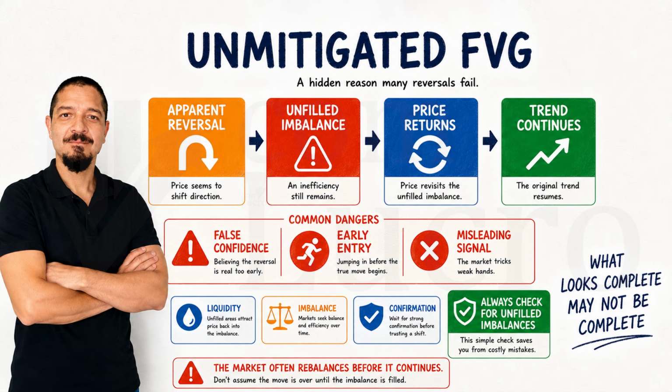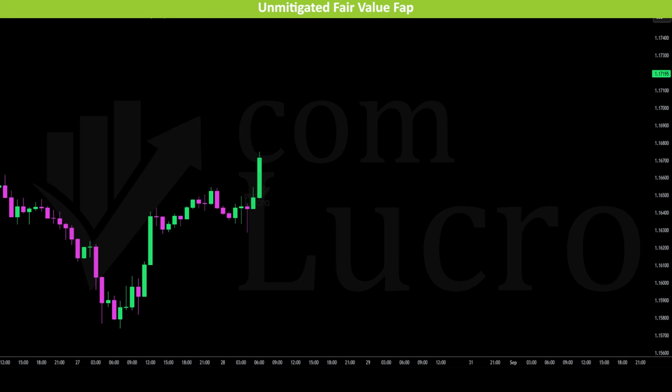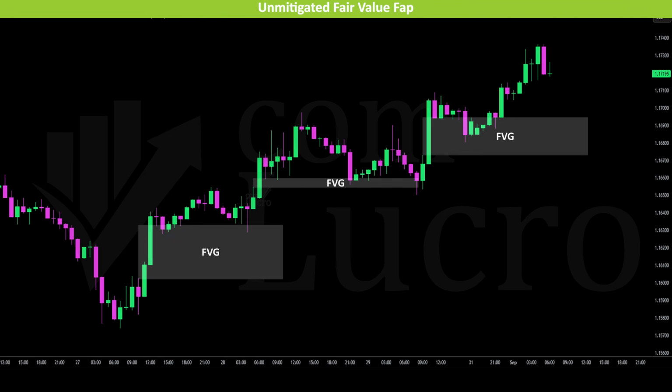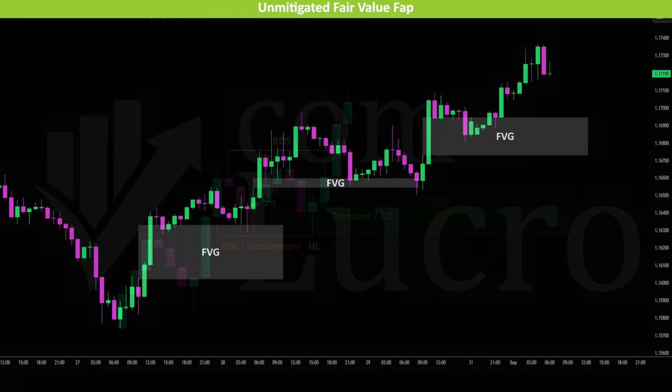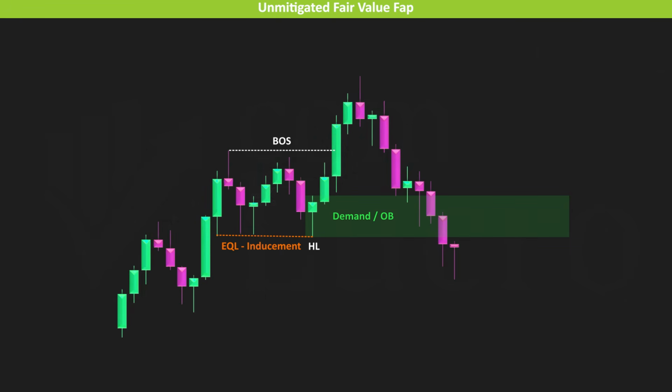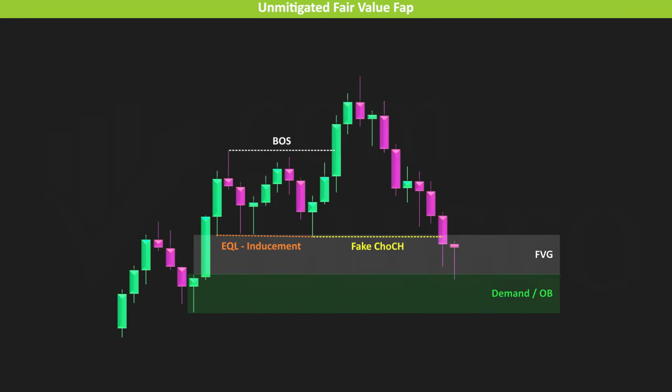Now let's look at the second one: the unmitigated fair value gap. In situations like this, price will often retrace into the fair value gap to fill the imbalance before continuing in its original direction. This pullback does not necessarily indicate a true reversal. Instead, it can simply be the market rebalancing itself before continuation.